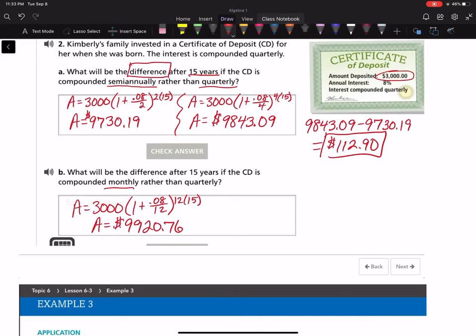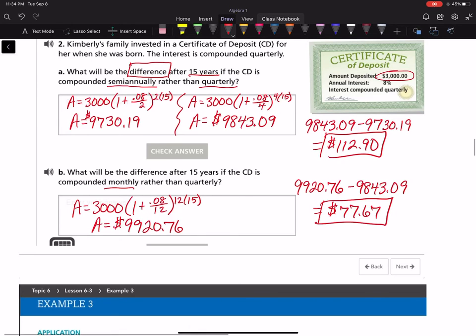$9,920.76. So if we subtracted 9,920.76 minus quarterly, which was 9,843.09, that will be $77.67. So $77.67 more if we compound it monthly rather than quarterly.